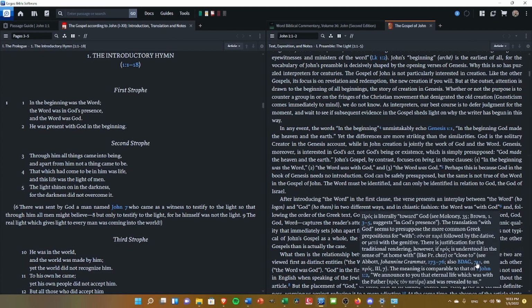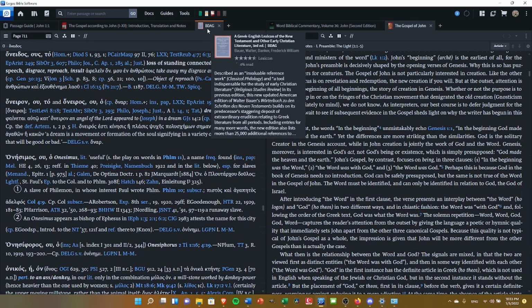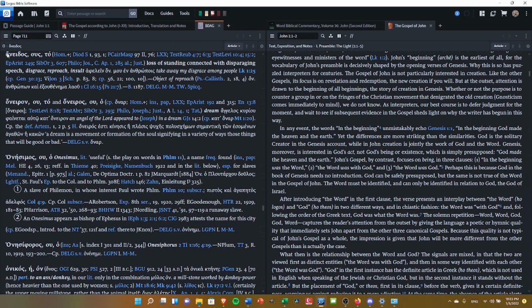I can also open other resources. So for example, it said BDAG, that's again my Greek lexicon for a specific word, and it opened it right there to the reference. So that pretty well covers commentaries. Once again, I love them. They are incredible resources. Just be mindful that they are themselves the interpretations and the work of others.